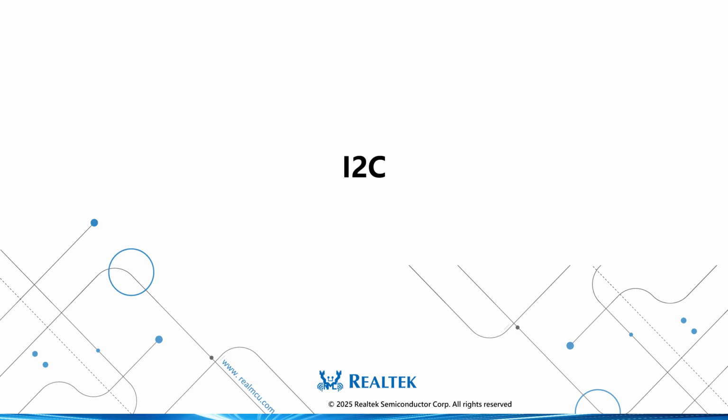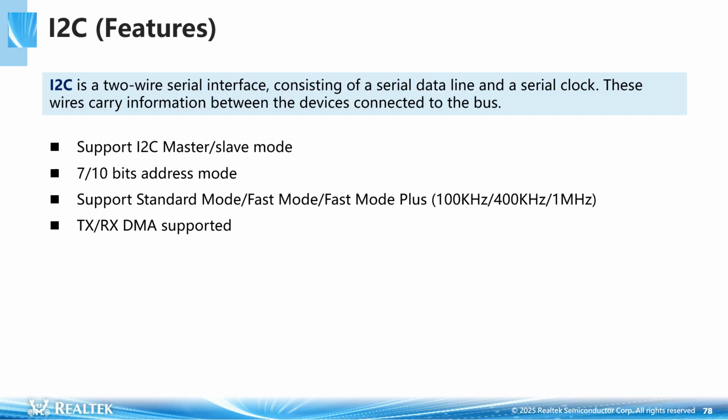Next, we will introduce I2C. I2C is a 2-wire serial interface, consisting of a serial data line and a serial clock. These wires carry information between the devices connected to the bus. The I2C has the following features.